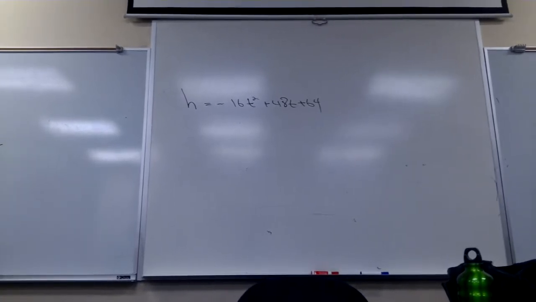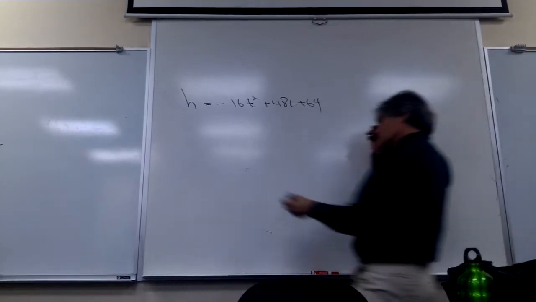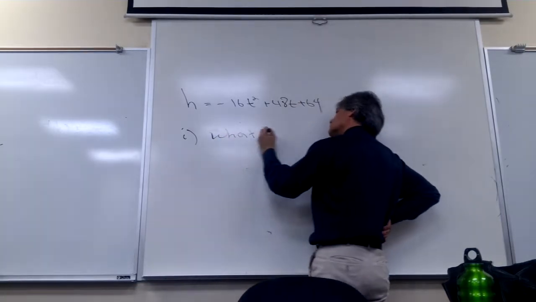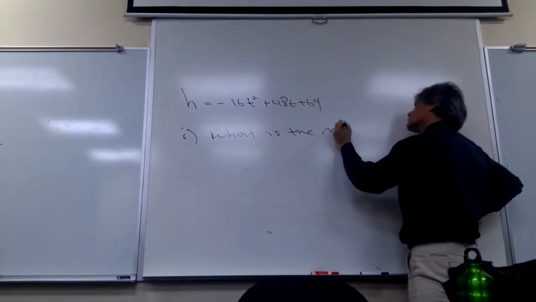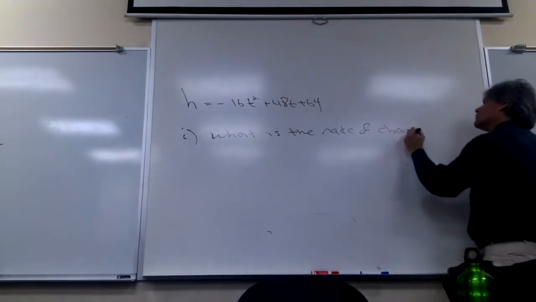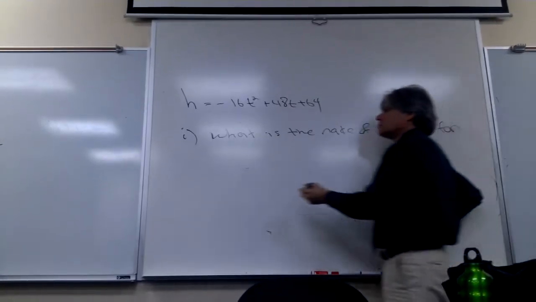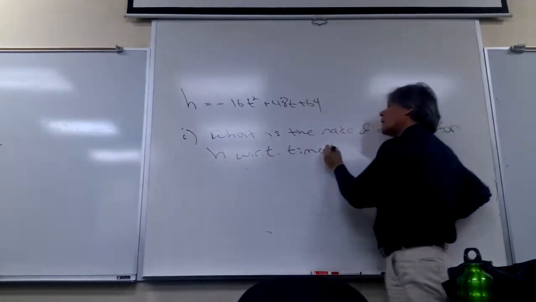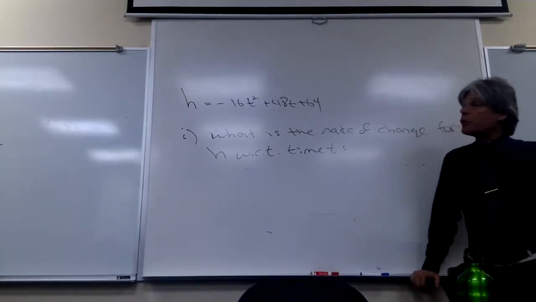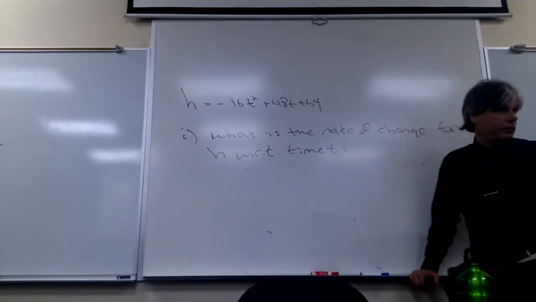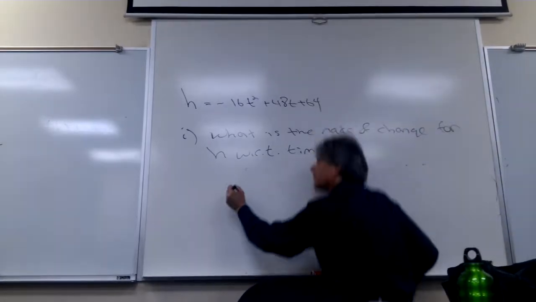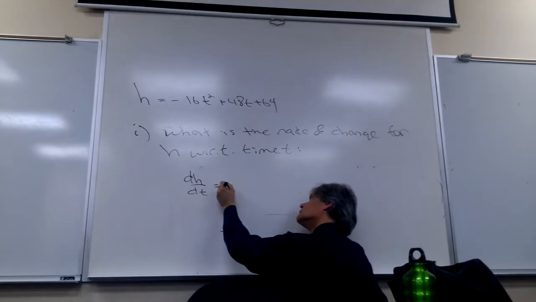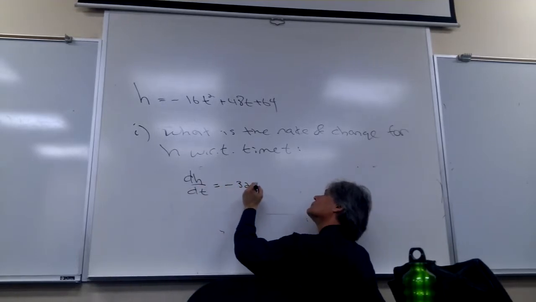So, I got a question. Number one. What is the rate of change for h with respect to time t? Is it not the derivative? Yeah, I think it is just a derivative. And to use some appropriate notation, how about I use Leibniz notation? Let me think of the derivative for h as dh/dt. Tell me what again? -32t plus 48.